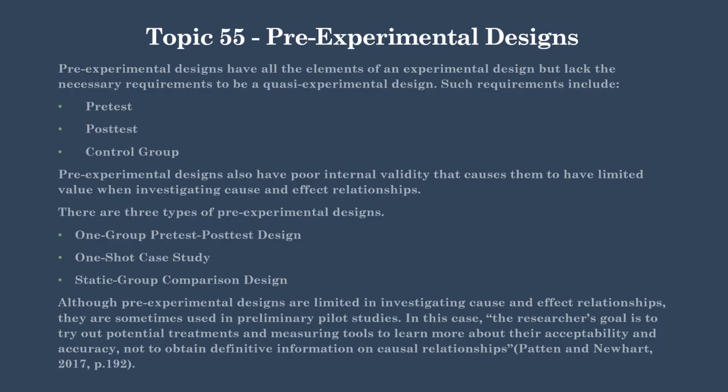Topic 55, pre-experimental designs. Pre-experimental designs have all the elements of an experimental design but lack the necessary requirements to be a quasi-experimental design. Such requirements include pre-test, post-test, and control group. Pre-experimental designs also have poor internal validity that causes them to have limited value when investigating cause and effect relationships. There are three types of pre-experimental designs: one-group pre-test, post-test design, one-shot case study, and static group comparison design.